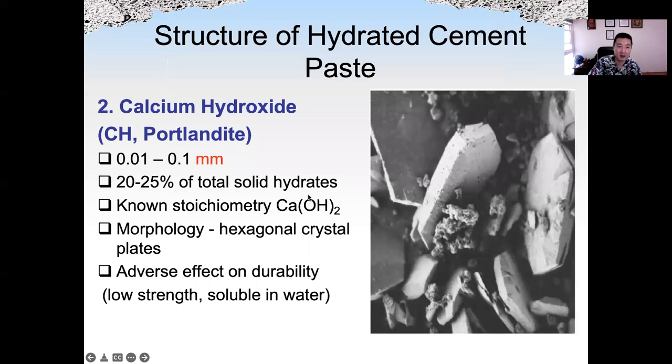Calcium hydroxide is a very well defined hexagonal crystal plate, as you can see from here. So we have hexagonal crystal plates. The size of calcium hydroxide is much larger. It's at the millimeter level. It takes about 20% of the total solid volume. So calcium hydroxide has lower strength compared to CSH, and it is also soluble in water. Okay. As a result, it has an adverse effect on strength and durability.